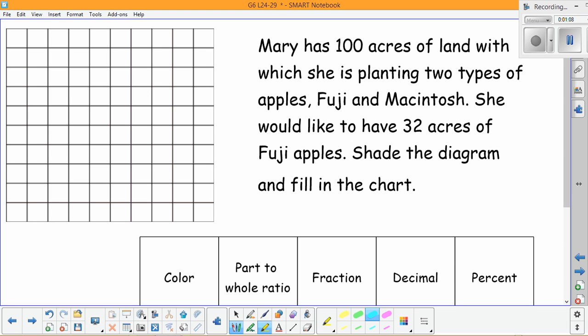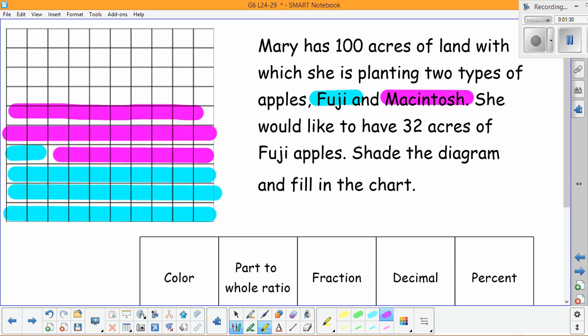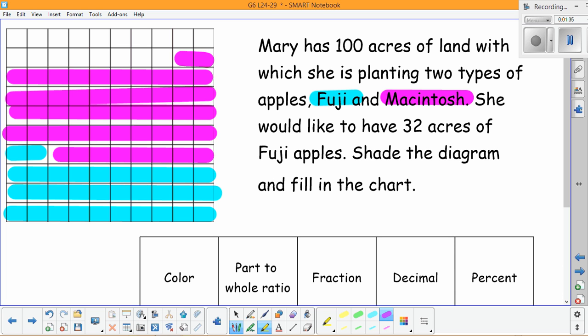For the Fuji apples, I'm going to make them blue. And she wants 32 acres. So that's 10, 20, 30, and 2. Those are Fuji. Macintosh are going to be purple. So the rest of the farm must be Macintosh apples. So using this hundreds grid, I can model what the problem might look like.